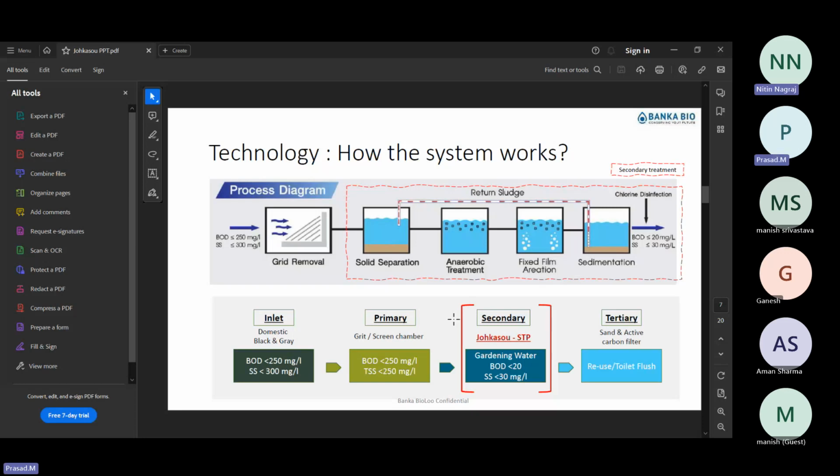In the first compartment, but try to understand one thing and note the point here. Before installing the Johkasou system, we must install a bar screen. This is essential. The bar screen chamber is essential. And when you go to market, you have to ask the industry: are you preparing food in your premises or not?